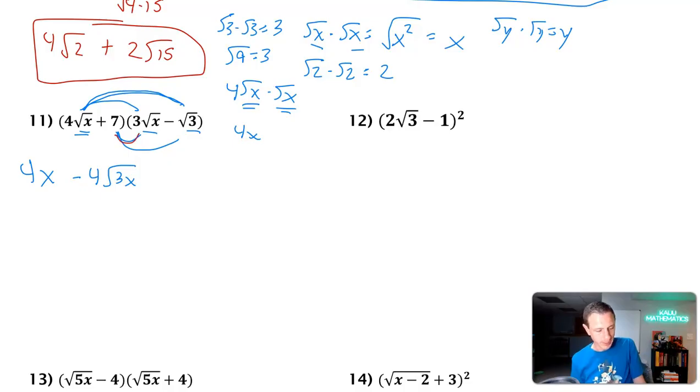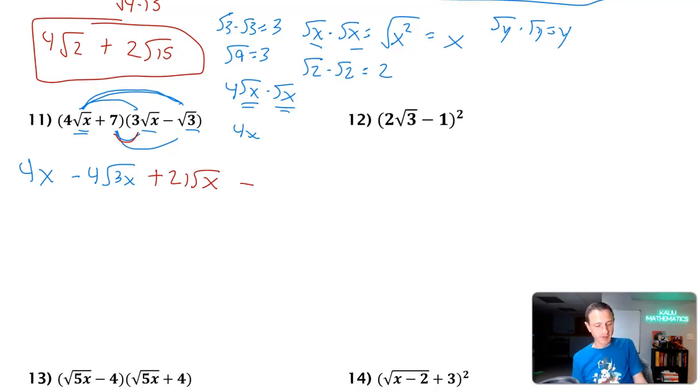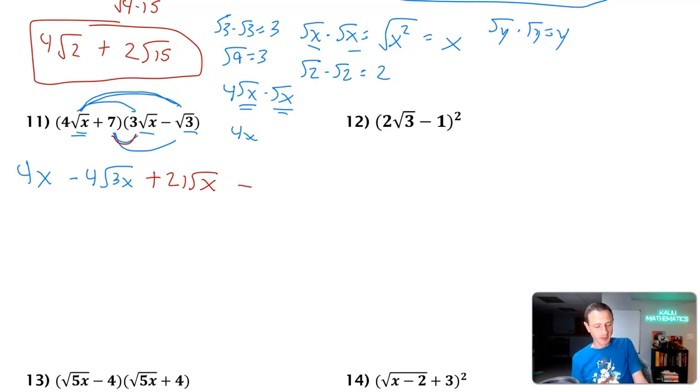And then I'm going to do 7 times 3 root x. 7 isn't in a radical or anything, so I have to do 7 times 3, which is 21. Then I have that square root of x. Minus 7 times the square root of 3, so 7 square root of 3.